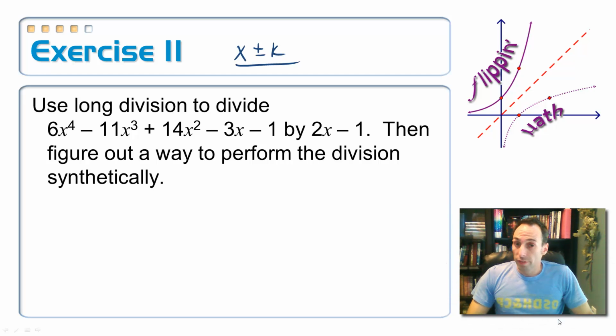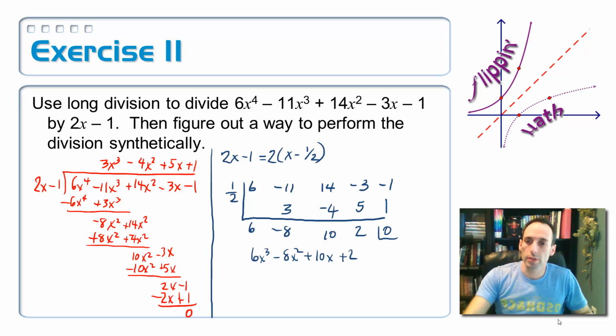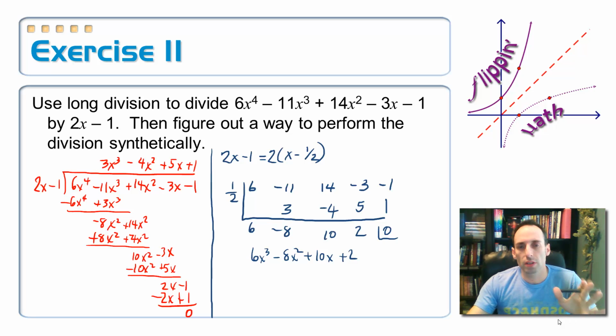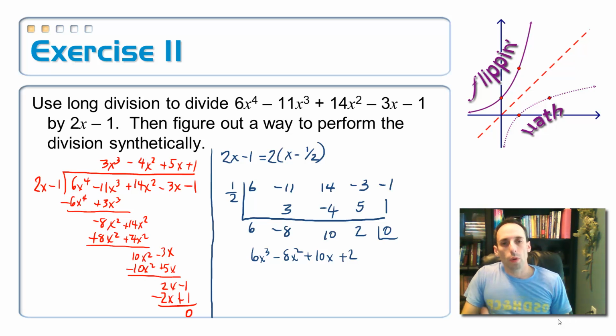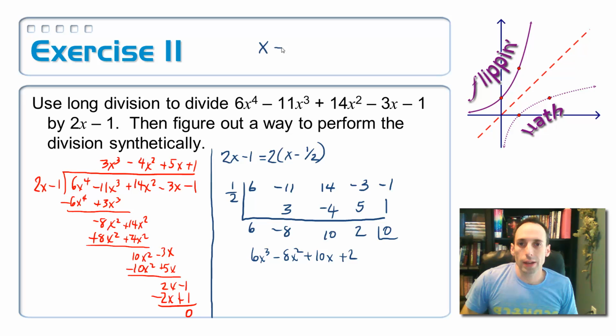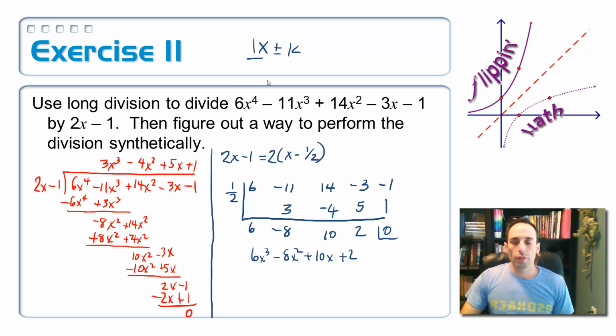Well, were you able to figure anything out? Well, I know that you at least did the long division, right? That's right here. So you should have got an answer of 3x cubed minus 4x squared plus 5x plus 1 when you did the long division. So watch this bit of cleverness. Since 2x minus 1 is not of the form x plus or minus k, we need there to be a 1 out in front of that x, but there's a 2. So what I did is I pulled it out. It's called factoring. It's the distributive property backwards. I took the 2 out of it.